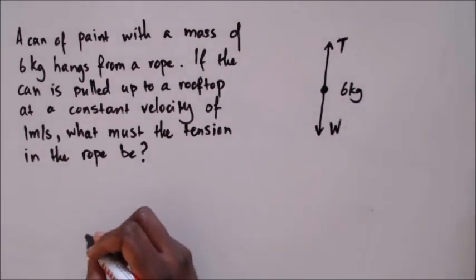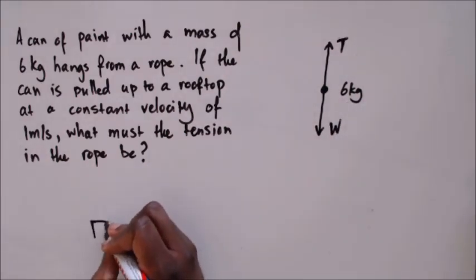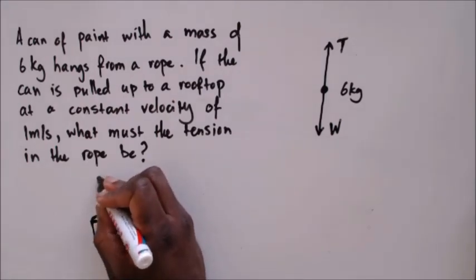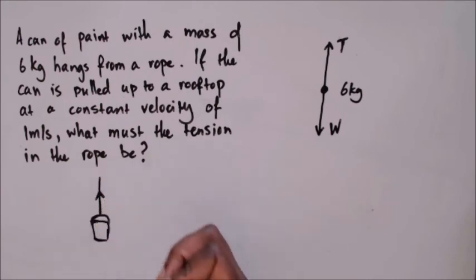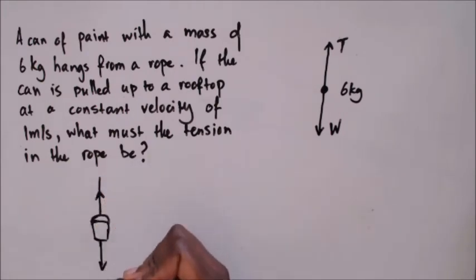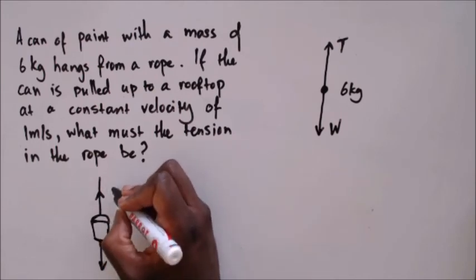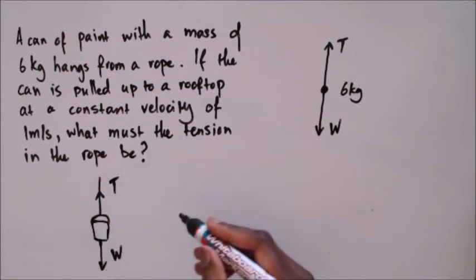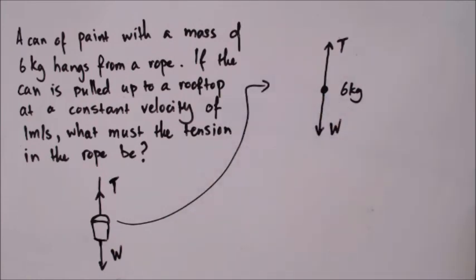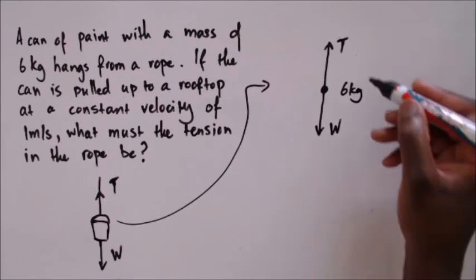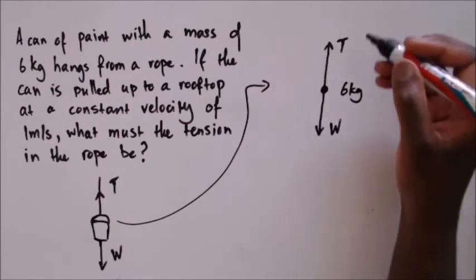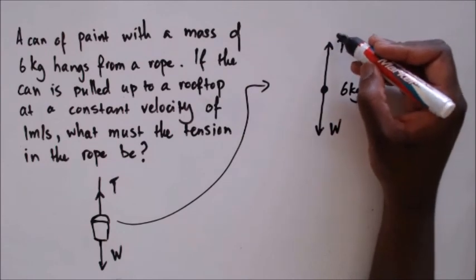The physical diagram for this can would look something like this. So that's the can, and here's the rope, and the rope would be pulling upwards, using the tension in the rope, and the weight would be acting downwards. So this would be the weight and this would be the tension. That is represented as this free body diagram, which captures the essential elements of the question and allows us to understand the question better. So in this case, we would like to know what the tension must be.